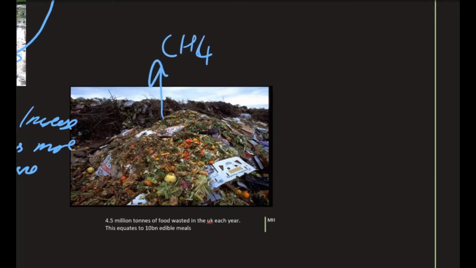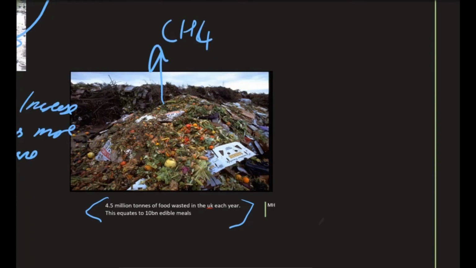And we are now throwing away in the UK 4.5 million tonnes of food waste every year. This equates to around 10 billion edible meals. So the more we throw away, the more methane is produced. And again, with more people, we actually waste more food. And this isn't even food that's generally gone off. This is food that is still edible by a lot of people. So that's our big one.